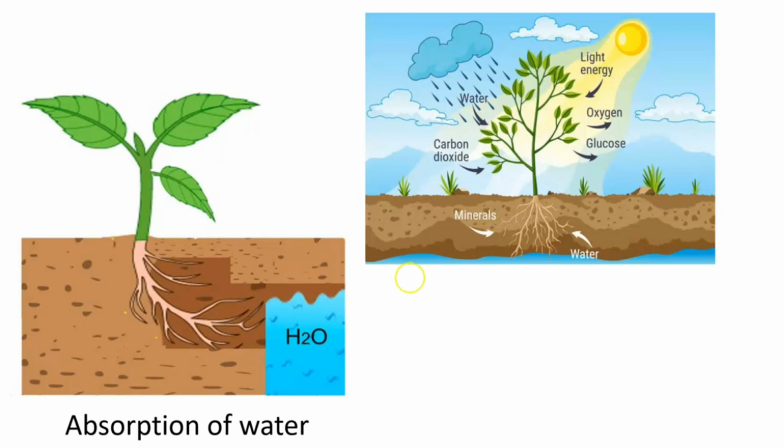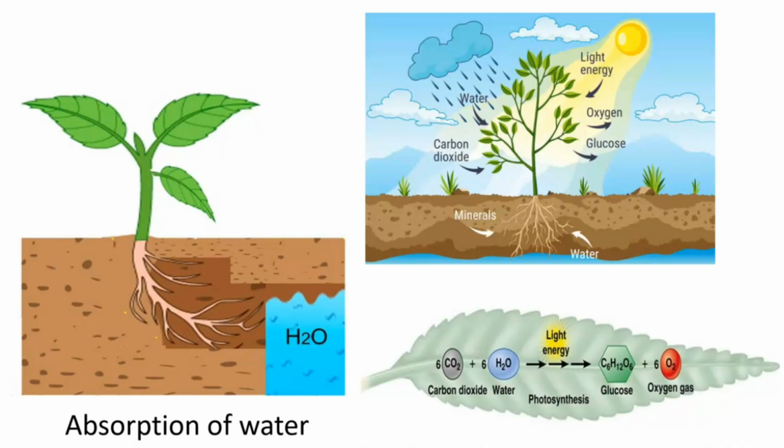So for the preparation of the food, what does it need? It requires carbon dioxide, water and sunlight. And the process we call photosynthesis, and the product is glucose and oxygen gas. Okay, so in a plant, water is absorbed in the roots and food is prepared in the leaves. So it should be transported within the body.